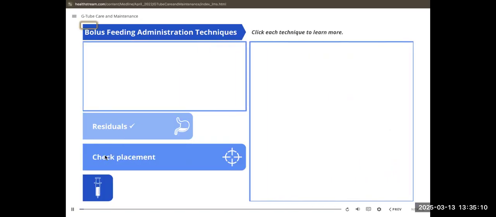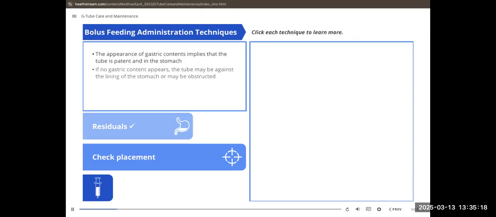You should routinely check for proper placement. The appearance of gastric contents implies that the tube is patent and in the stomach. If no gastric content appears, the tube may be against the lining of the stomach or may be obstructed. If you meet resistance as you aspirate for stomach contents, stop the procedure and notify the primary healthcare provider immediately.